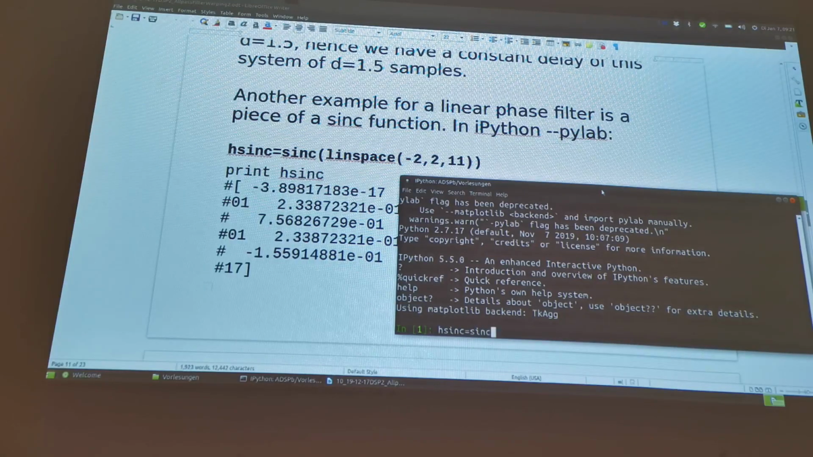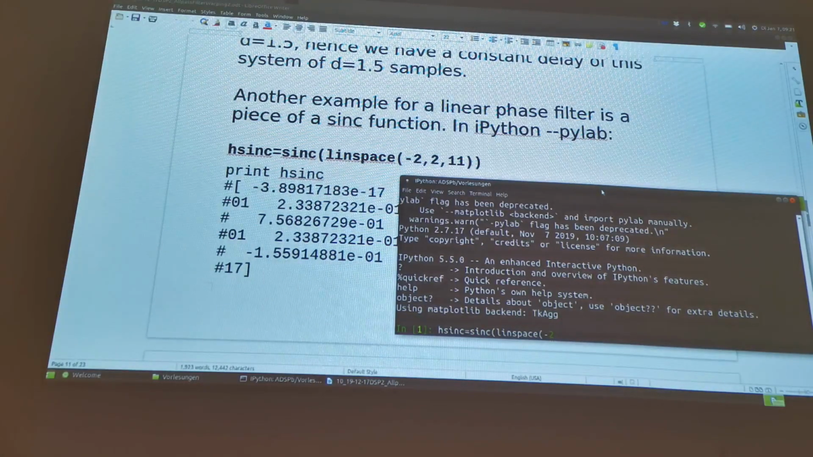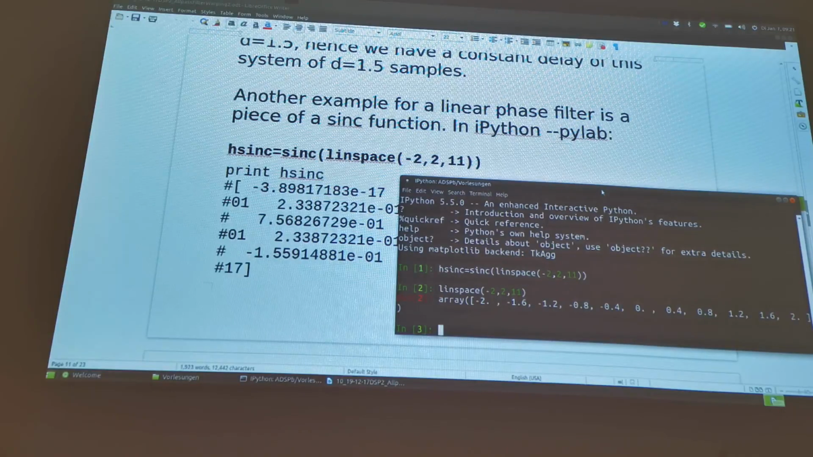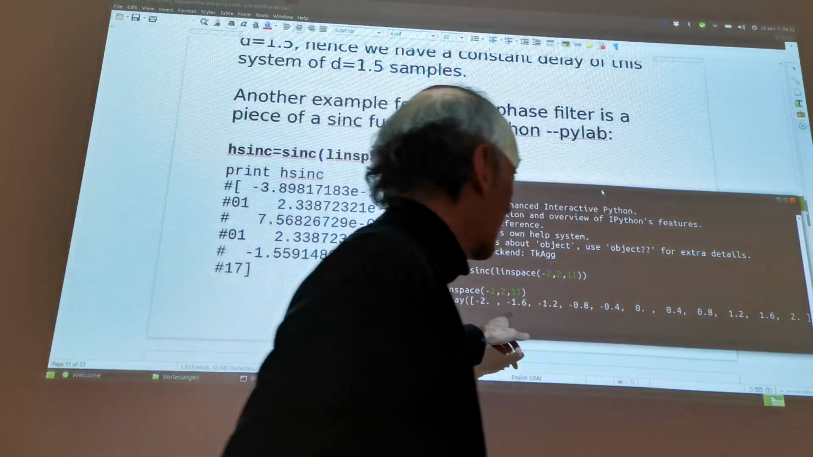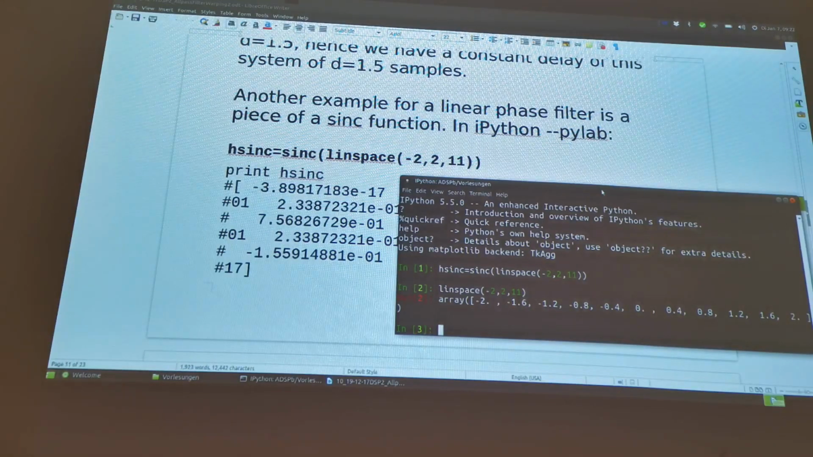equals sinc. So that's the sinc function, and the linspace, going from -2. linspace creates numbers. These are the boundaries, so it creates numbers between -2 and 2, and it takes 11 numbers in this range. Do you all know linspace? Okay. So I can take just this linspace part and plot it here. Then you can see we have simply numbers between -2 and +2, and we have 11 of them. So 11 is just the number of numbers.